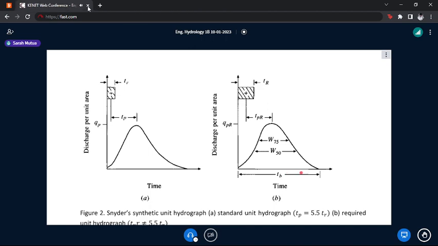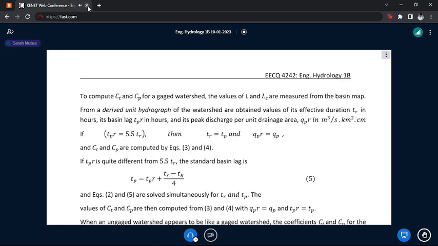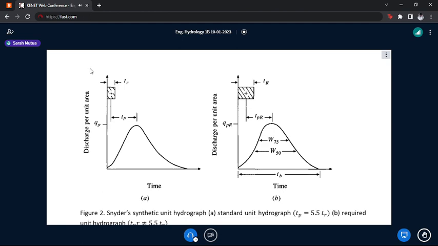And I'm seeing my connection is weak. So if I start breaking, you can tell me so that we do not lose a lot.